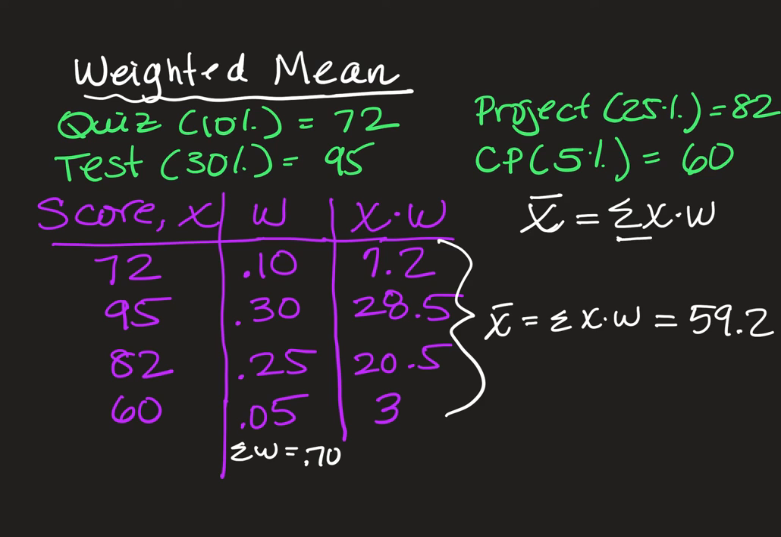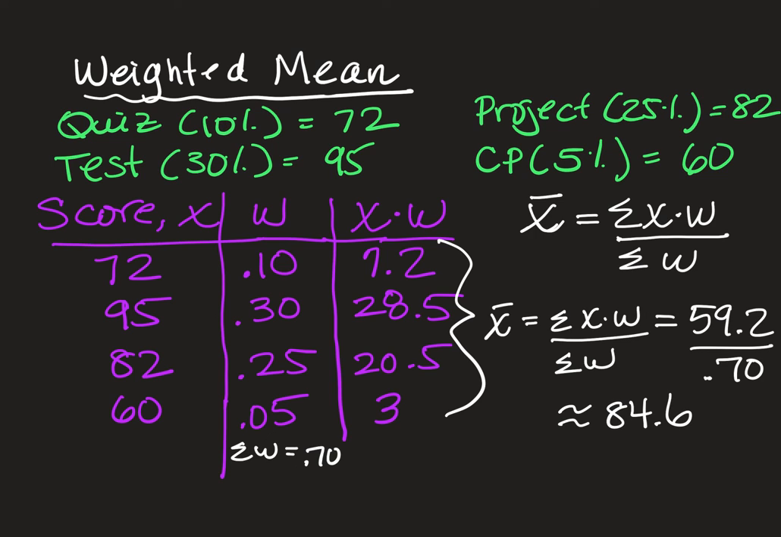So part of our formula is that we have to divide by the sum of the weights, just like we divided by n for the grouped mean, which is the sum of the frequencies. This 59.2 is going to make a lot more sense if we divide by the sum of the weights, which is 0.70. Like I said, if you had the entire semester's worth of grades, the sum of the weights would be 1, and then we wouldn't have to divide by it. But if it's anything other than that, we have to make sure we divide by that. And this will make much more sense. If we divide this out, we get 84.6.